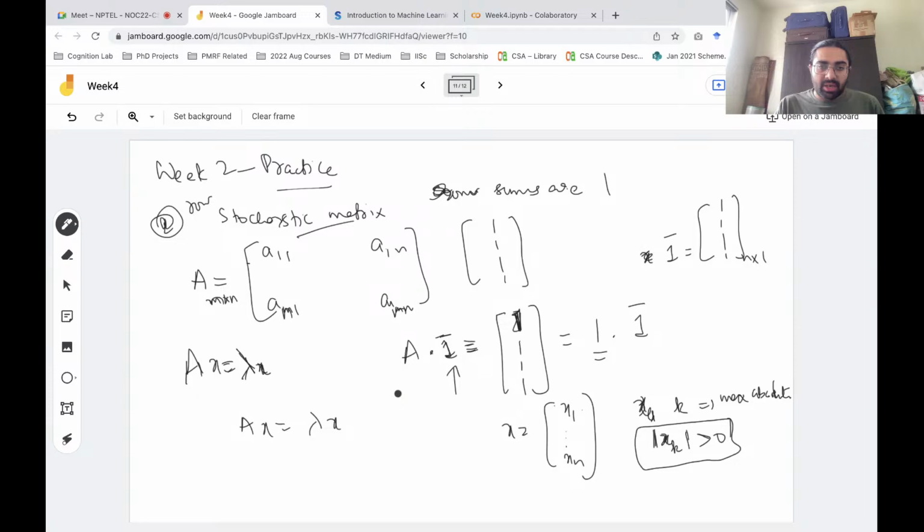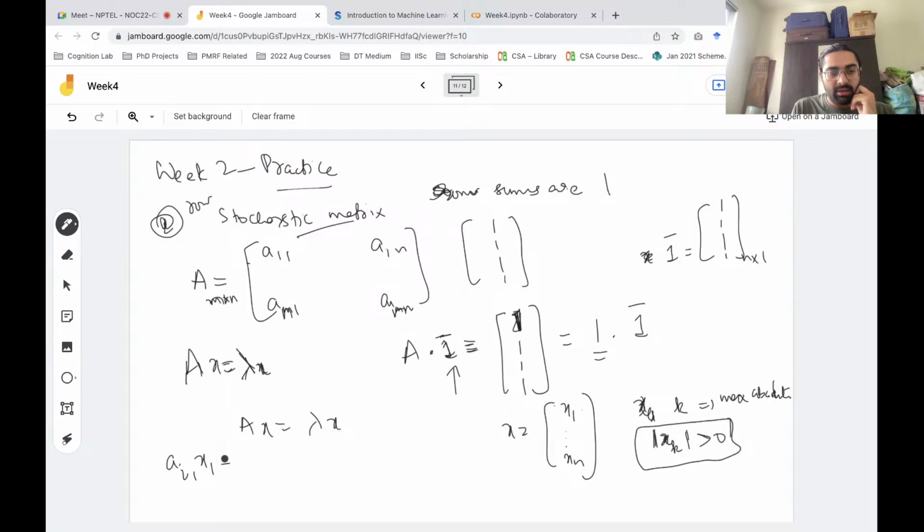Now with this in mind, what we can do is choose one row here and one row here, let's say the ith row. If I choose the ith row here, it's like looking at this quantity: ai1 x1 up to ain xn, and it will be equal to lambda times xi. So now look at the modulus of lambda xk, and expand the rows here. What you'll end up proving is that this has to be less than or equal to the modulus of xk.